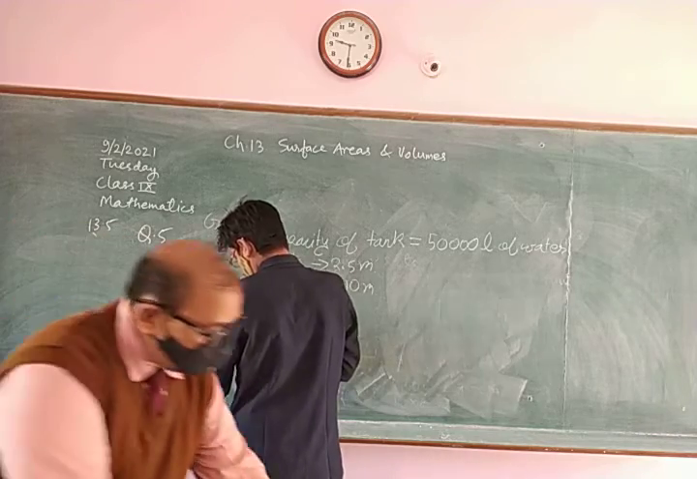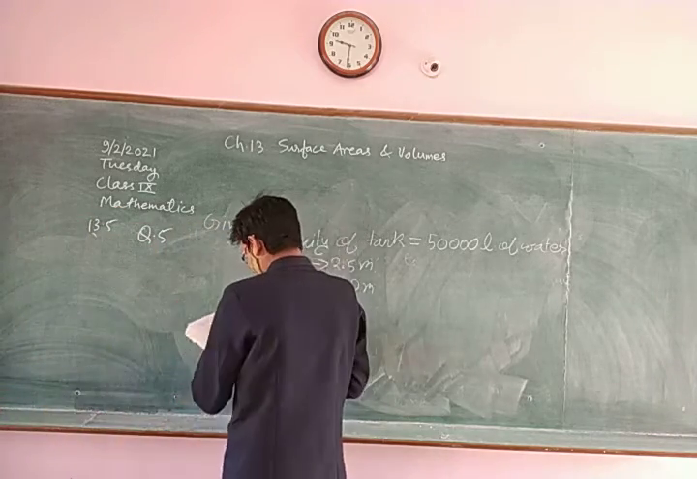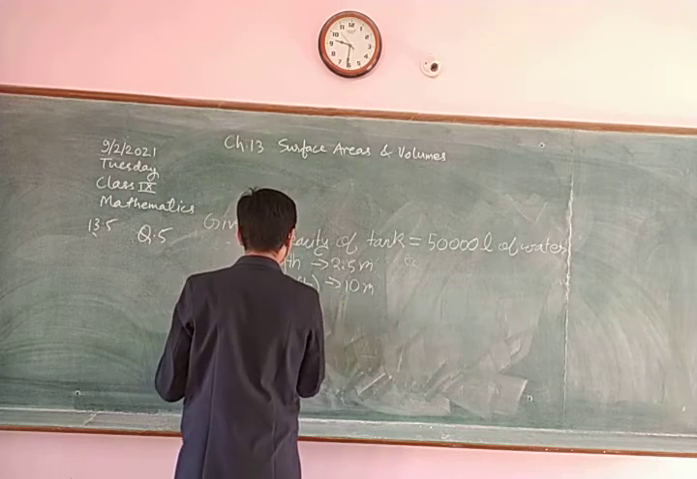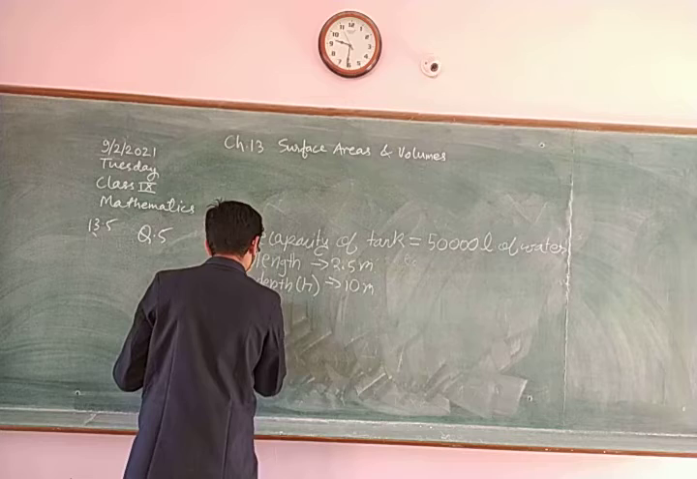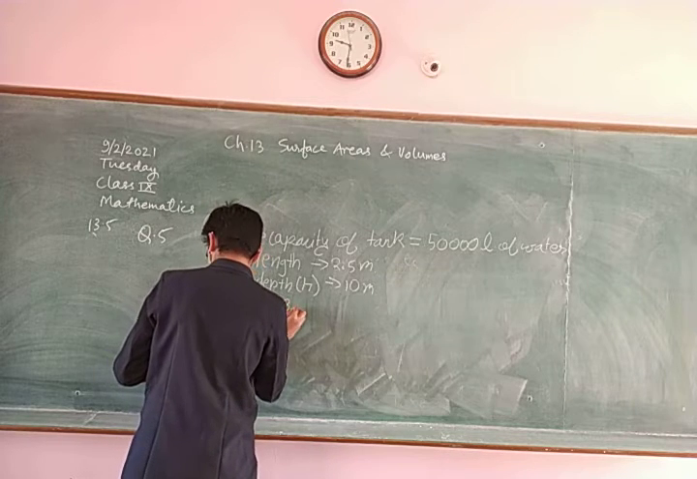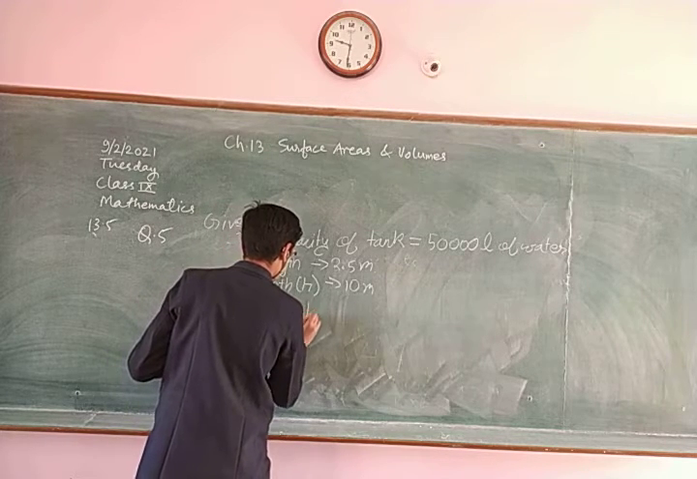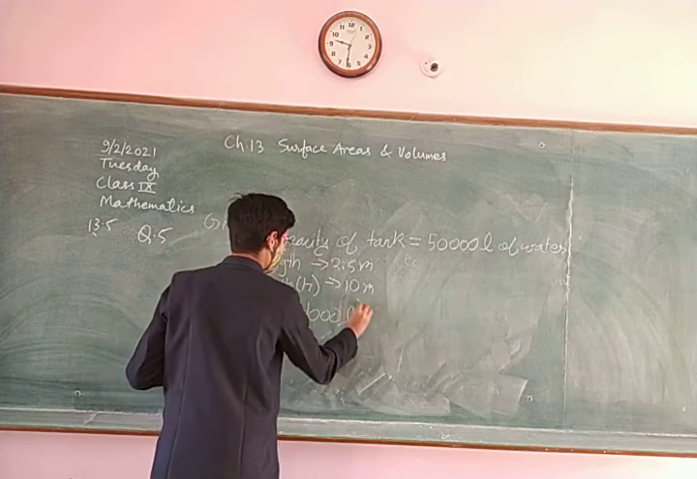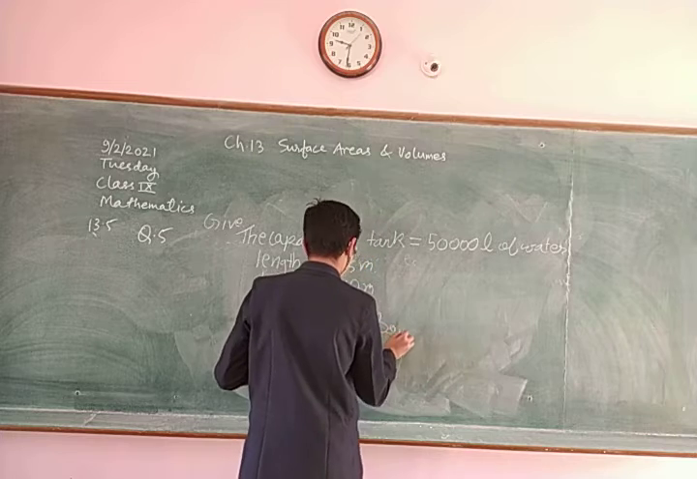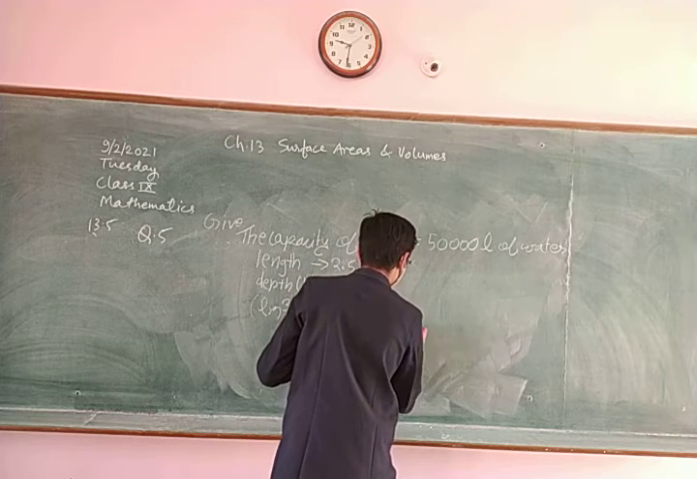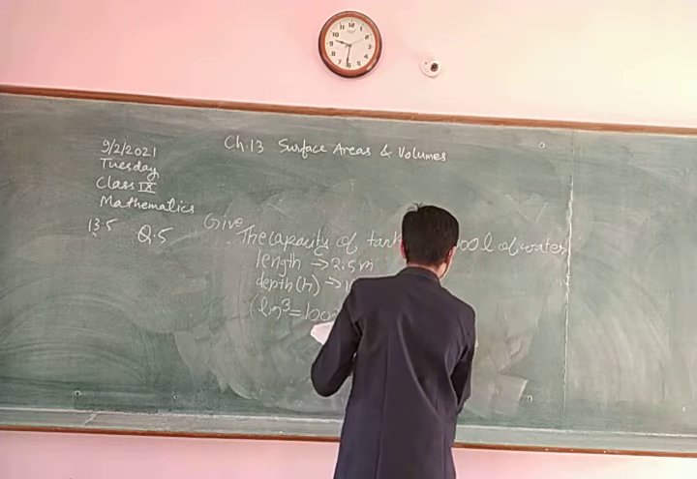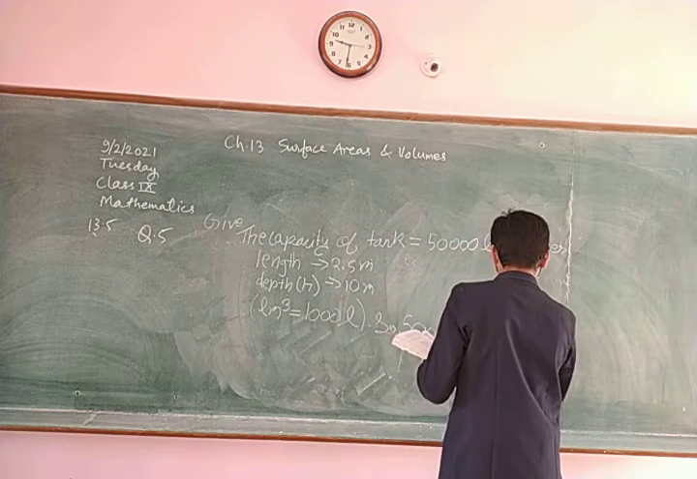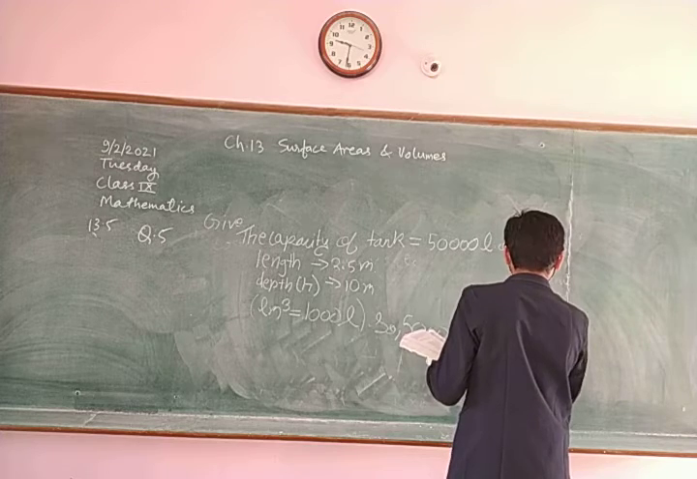The question is, yes, you do it. The capacity of a cuboidal tank is 50,000 liter of water. Capacity means the volume. Okay, the volume of the tank is 50,000 liter. Find the breadth of the tank if its length and depth, depth means height, are respectively 2.5 meter and 10 meter.